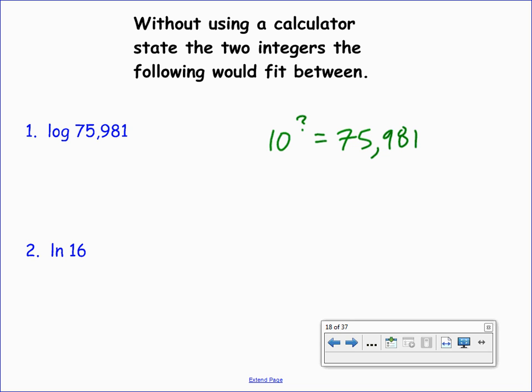Now I don't know that, but I do know that 10 to the first is 10, 10 squared is 100, 10 cubed is 1,000, 10 to the fourth is 10,000, 10 to the fifth is 100,000, and 75,000 lies in between 10,000 and 100,000. Therefore, my exponent must lie between which integers? 4 and 5, we think? So between 4 and 5?